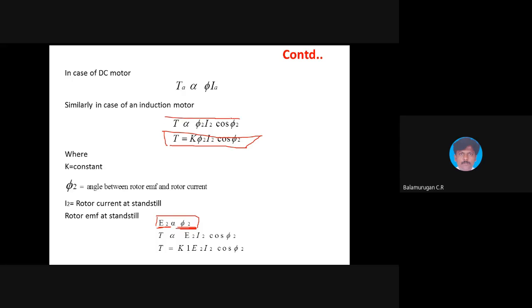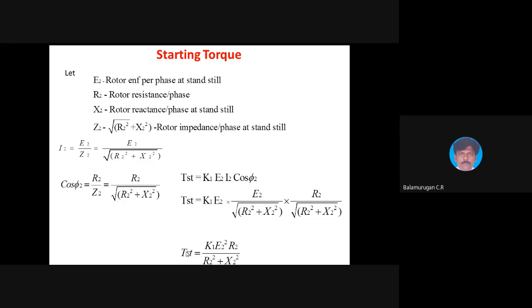So we are having these two equations only. In the first equation we are replacing with respect to E2, and in the second equation we are having a constant. So instead of having this E2, we'll have a new constant K1. Here we represent as K, and here we represent as K1. And next, we are going to derive the expression for the starting torque.